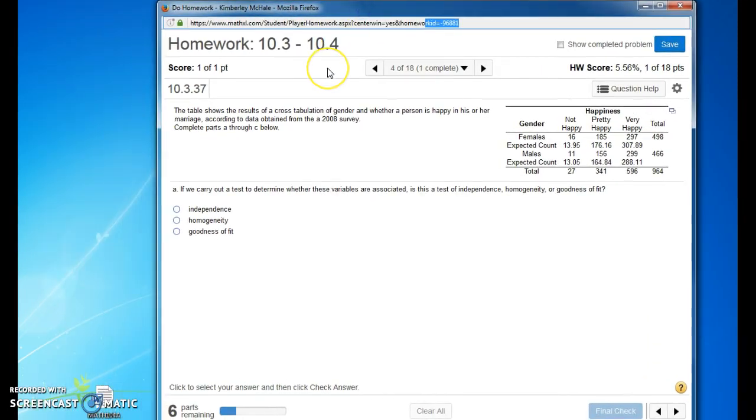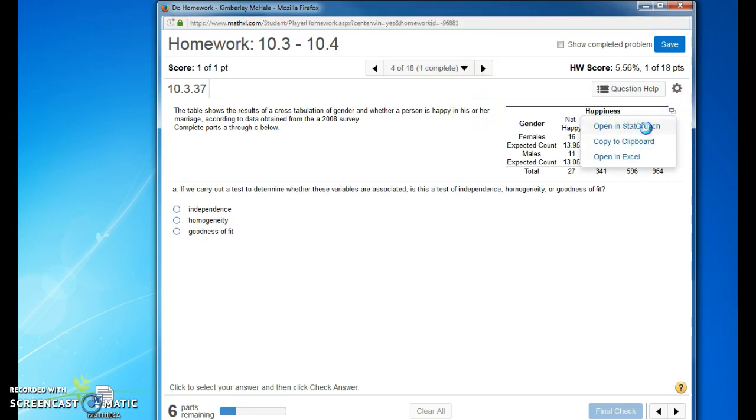This one was one that I wanted to talk about because of the way the table was. If I am going to go right to the chi-square test, then I am going to have to type in these observed values for females 16, 185, 297, and these observed values for males 11, 156, 299. And then I'd have to put in the expected column for females 13.97, 176, 307.89, etc. This is one where it's easier to use the contingency table than to type in all these values.